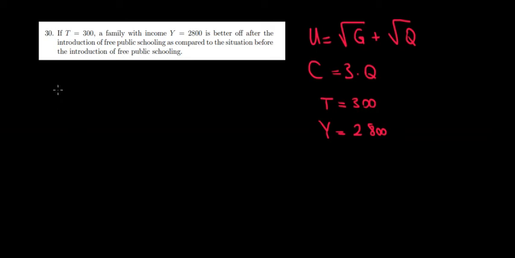Let's solve question 30 now. If the lump sum tax is 300 euros, a family with an income of 2800 euros is better off after the introduction of free public schooling as compared to the situation before free public schooling. Okay, so we have to compare two scenarios. We have to compare two utilities, with free school and without free school.